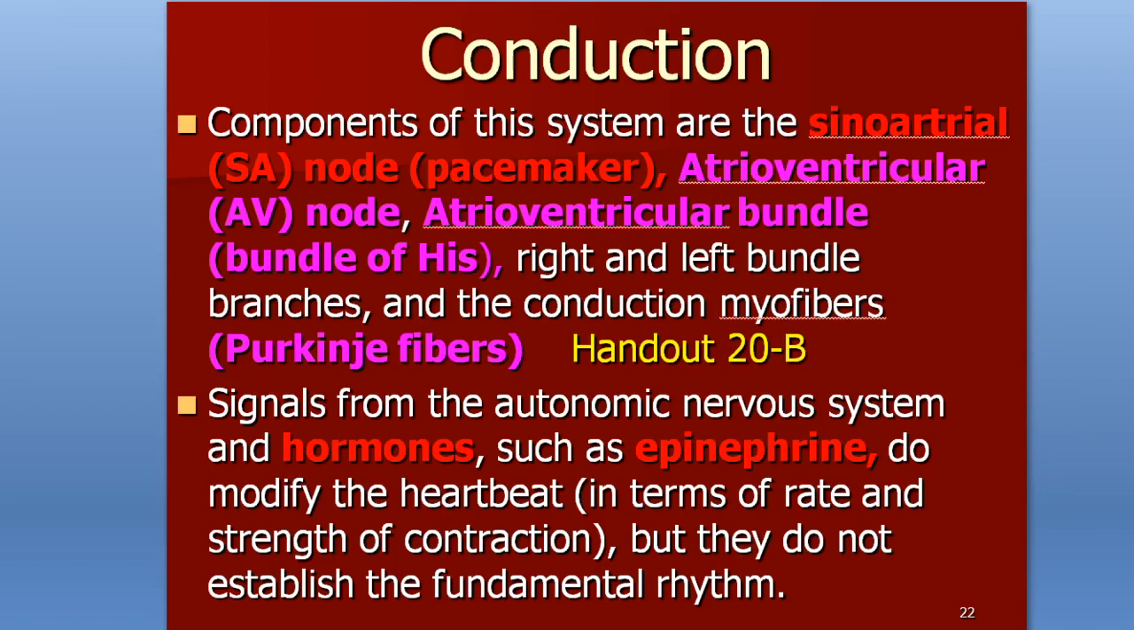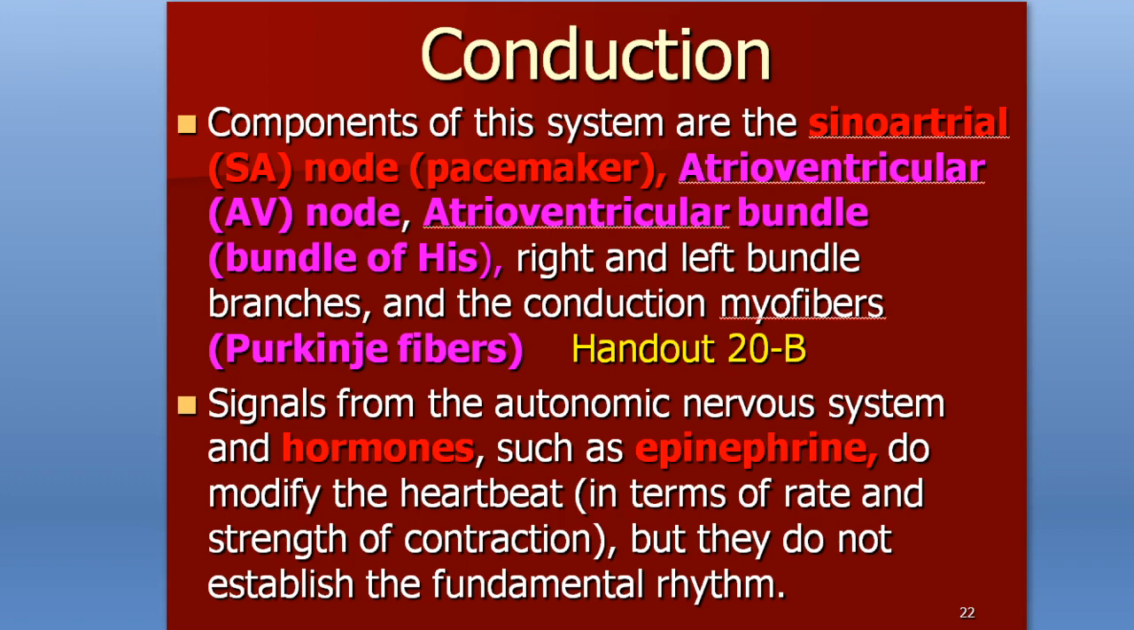Now, I don't really like this slide a whole lot. It gives you a list of the components of the conduction system, so the sinoatrial node and the atrioventricular node and so on. We'll get into that in Handout 20B here. But what happens is that signals from our autonomic nervous system, along with some hormones like epinephrine, which is just the fancy word for adrenaline, are going to trigger the heart to beat faster, but the fundamental rhythm of the heart is established by the heart itself.